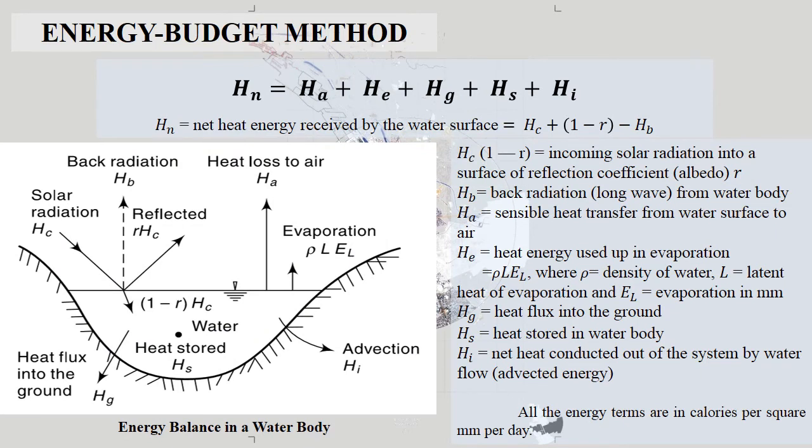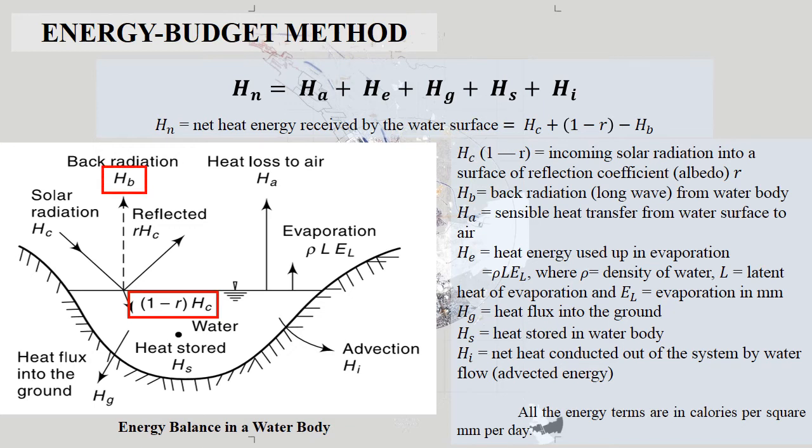Considering the water body given in the figure, the energy balance to the evaporating surface in a period of 1 day is given by Hn equals Ha plus He plus Hg plus Hs plus Hi, where Hn is the net heat energy received by the water surface, which is equivalent to Hc times (1 minus R) minus Hb. Hc times (1 minus R) is the incoming solar radiation into a surface of reflection coefficient albedo R.